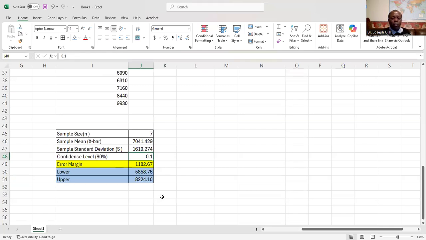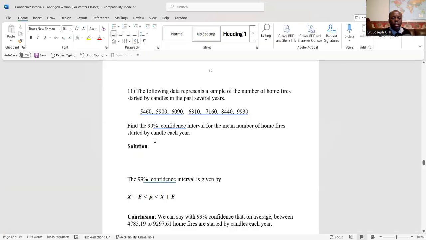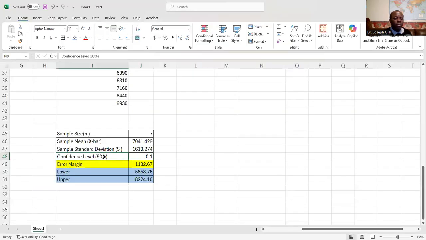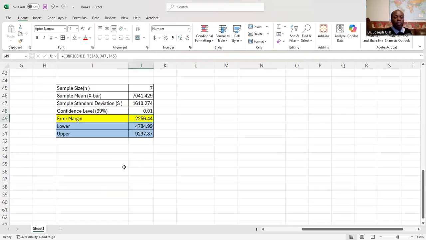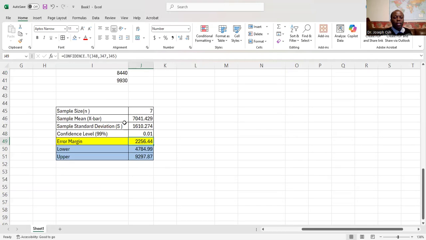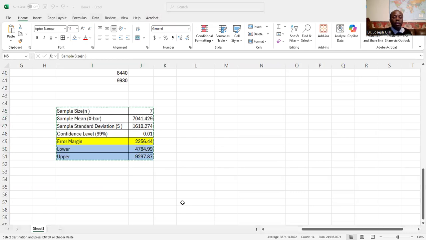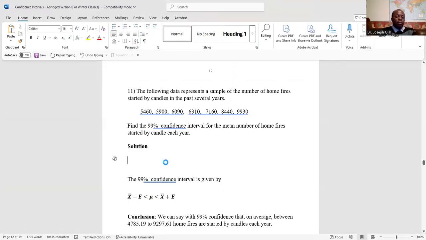Now the question asks us to do the 99% confidence, so I'm going to change the confidence to 99%. So your chance of being wrong is 1%, which is 0.01, and then it will calculate. See, everything has been calculated, and this is for the home fire question. So I'm just going to copy it, Control C, and go to our main workbook and paste it right there below the question, and then we can make our conclusion right here.